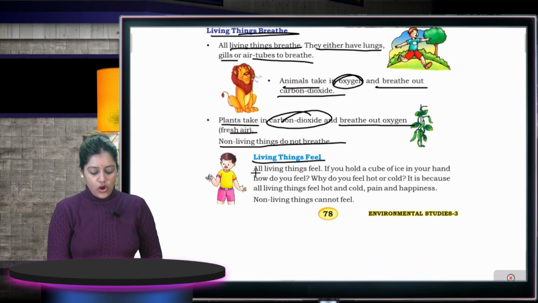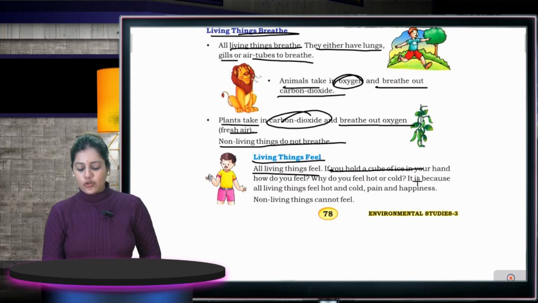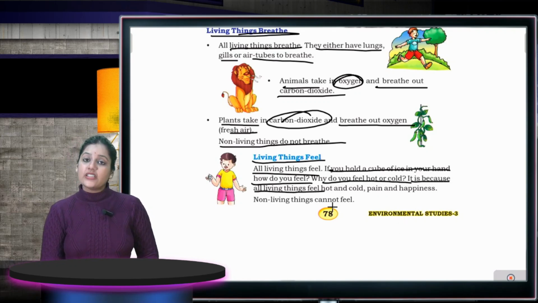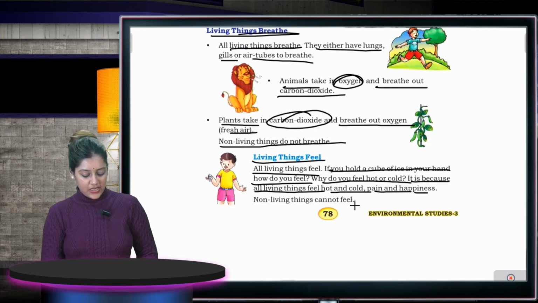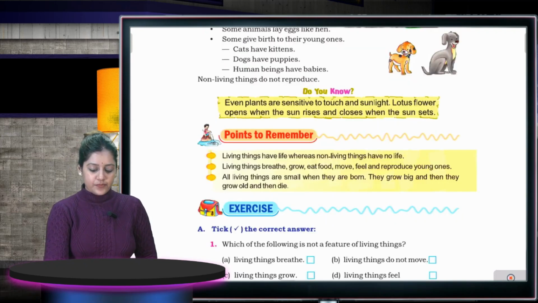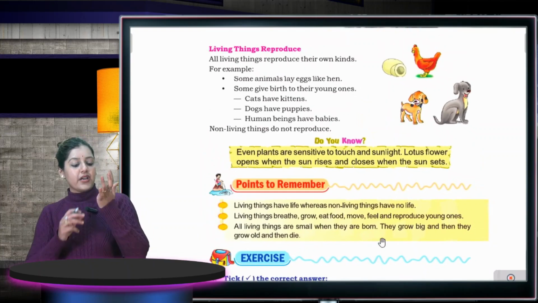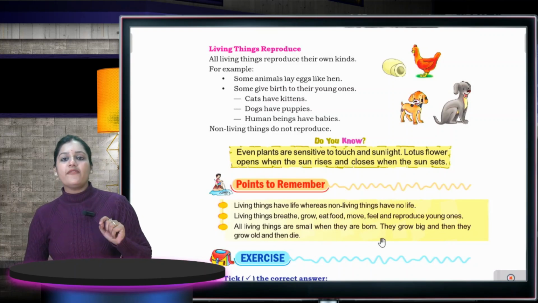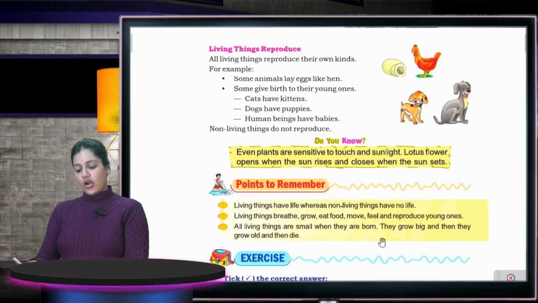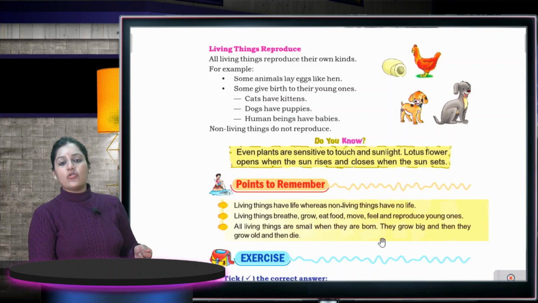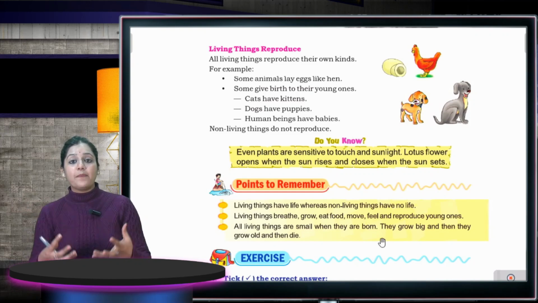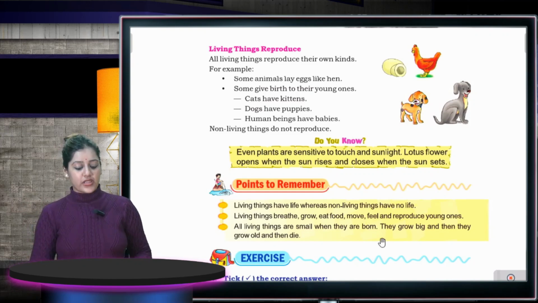Living things feel. All living things feel. If you hold a cube of ice in your hand, how do you feel? Why do you feel hot or cold? It is because all living things feel hot and cold, pain and happiness. Non-living things cannot feel. Like if I get an injury, I feel pain. In the same way, non-living things do not feel anything. Like a book, you can put it in a hot place or a cold place. It doesn't matter. But we as living things feel happiness, feel pain, everything.